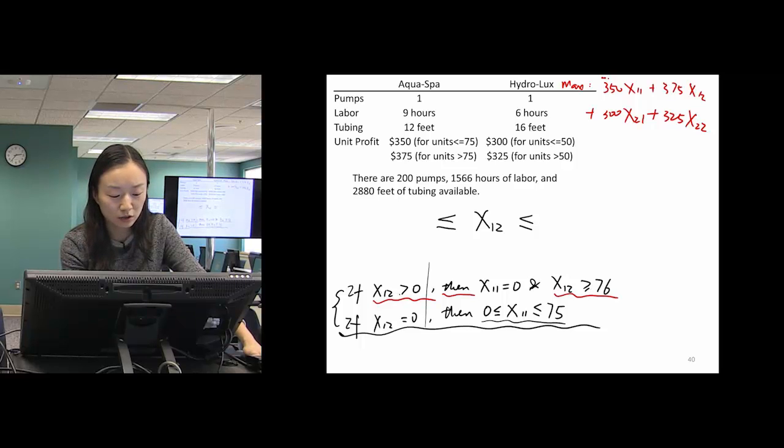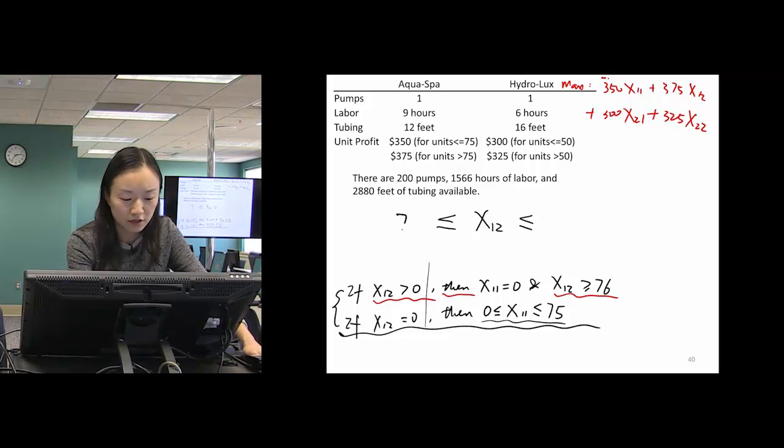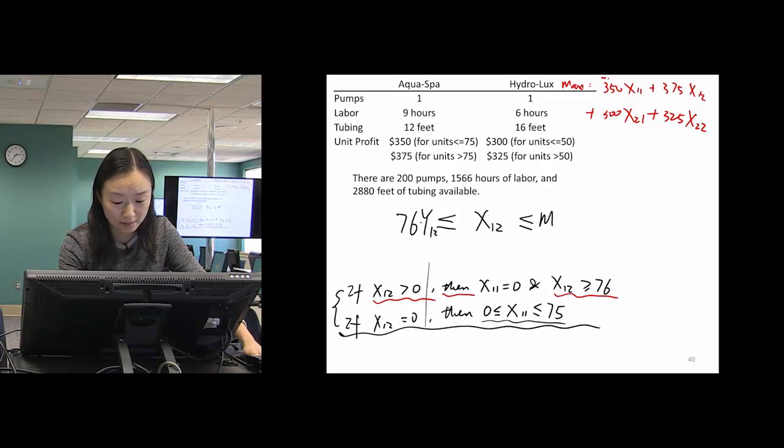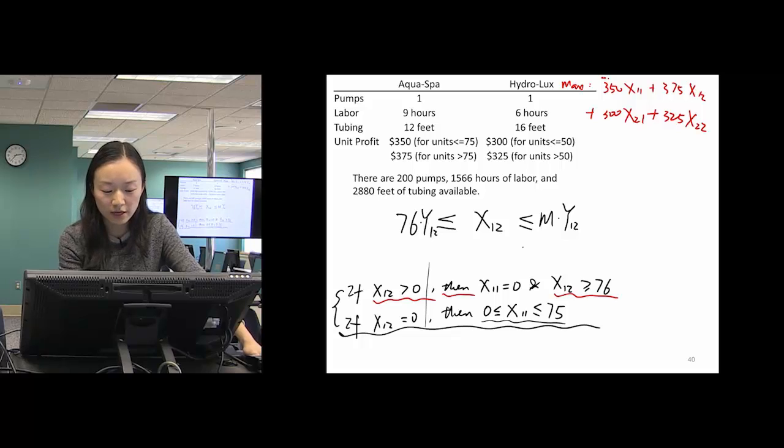If x12 is greater than 0, then it has to be greater than or equal to 76. It's saying if you produce it, then it has to be more than 76 units. Then that reminds us of the constraint. 76 is the minimum order size, so you put a y here, and less than or equal to M. We'll figure out this M value, which is not given yet, times the y12. So with that, we take care of just the red highlighted part.